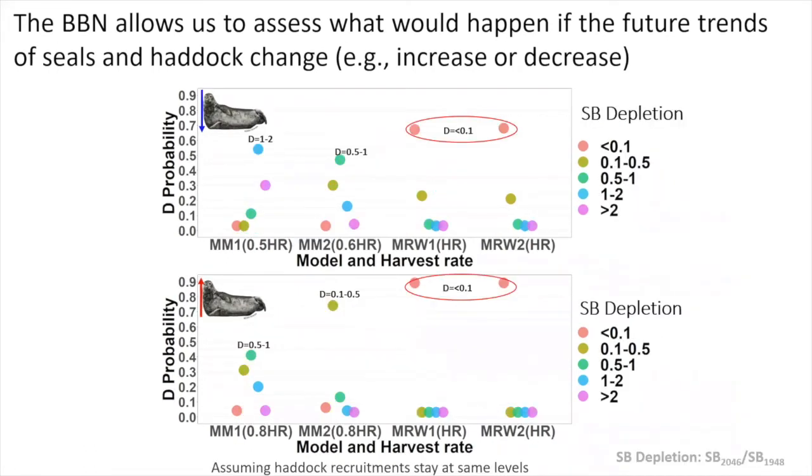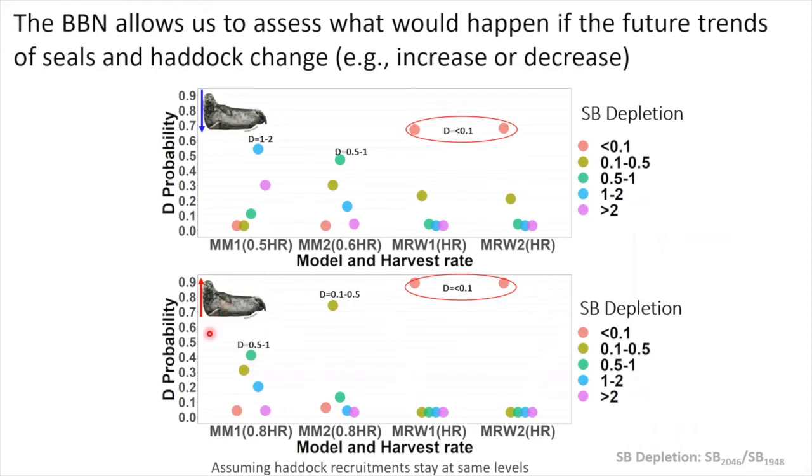Here I plot the response of the spawning biomass depletion to changes in seals trends. Under the scenario seals decrease, we can observe a higher probability of recovery of spawning biomass, with depletion levels between 1 to 2 in the scenario MM1, and depletion levels between 0.5 and 1 in the scenario MM2. On the contrary, MRW models show that even under the scenario seals decrease, it is not possible to expect a recovery of spawning biomass. We observe here a high probability of getting depletion values less than 0.1.